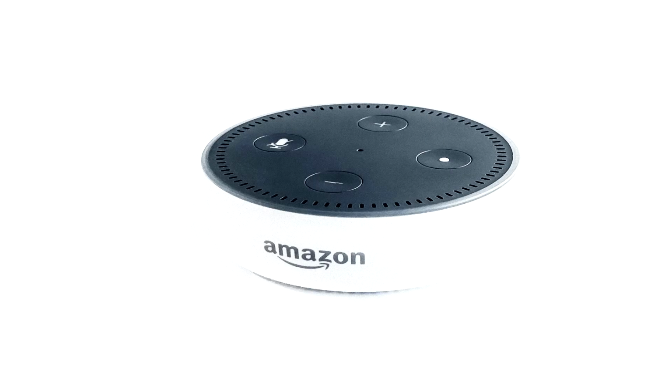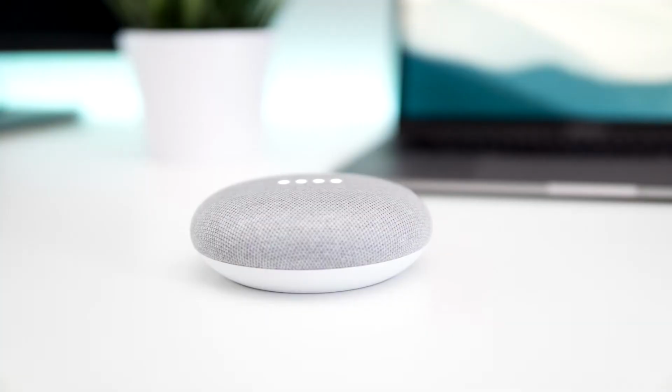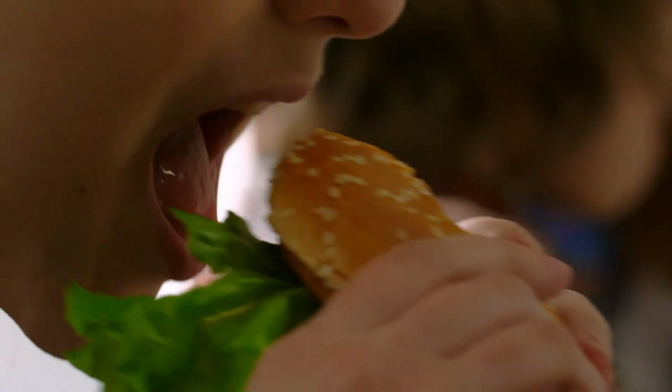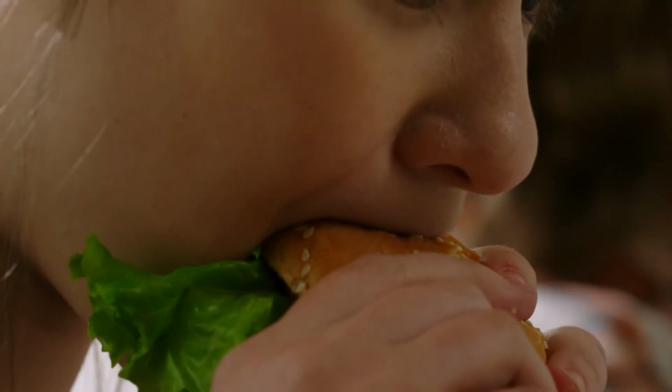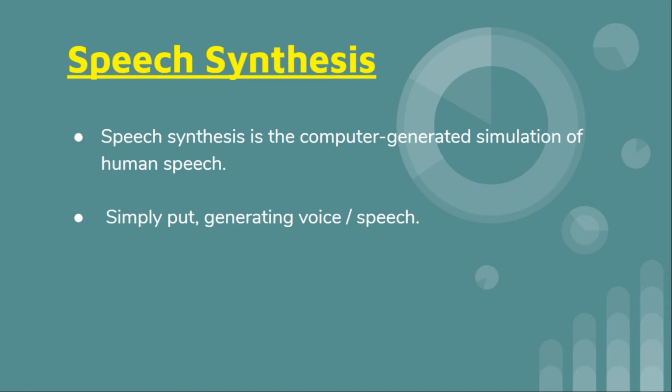So you might have used products like Alexa or Siri or even Google Assistant. These products can talk back to you. For example, by asking for weather updates, these smart devices can reply to us in real time, making our experiences with technology amazing every single day. We as humans have our mouths and vocal cords that enable us to speak. Computers, on the other hand, have speakers for sound output. All that we have to do is build the vocal cords for the computer. This is where an interesting field of speech synthesis comes in. Simply put, it's generating voice or speech.